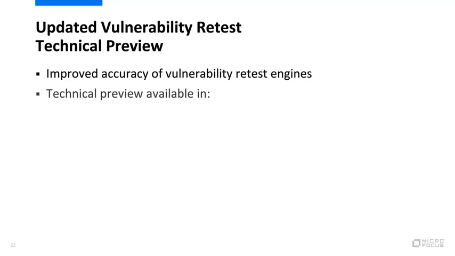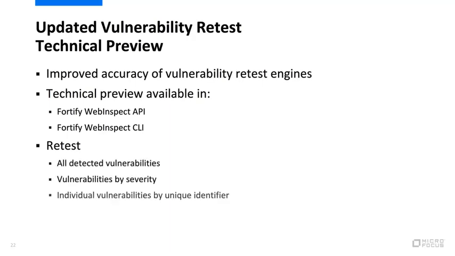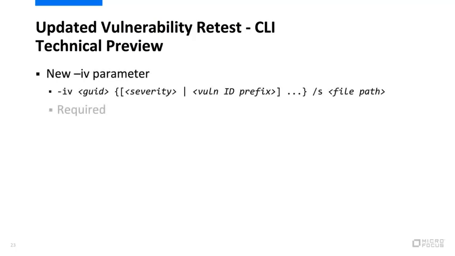We're improving the accuracy of our vulnerability retest engines. In this version, we're releasing a technical preview of these updated capabilities, which are available in the Fortify WebInspect API and command line interface. This updated version allows for testing all detected vulnerabilities, vulnerabilities by severity, or even individual vulnerabilities by unique identifier. The new -iv parameter creates a settings file that you can use to start a scan to retest vulnerabilities. You must provide the GUID, which is the base scan ID, and the directory path and file name for the settings file to be created.